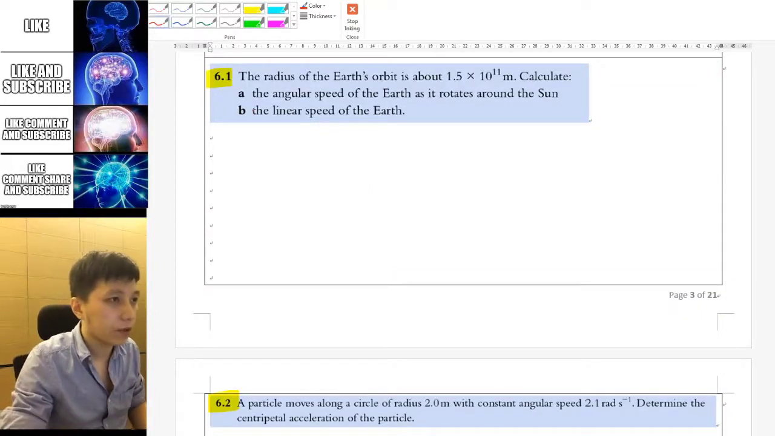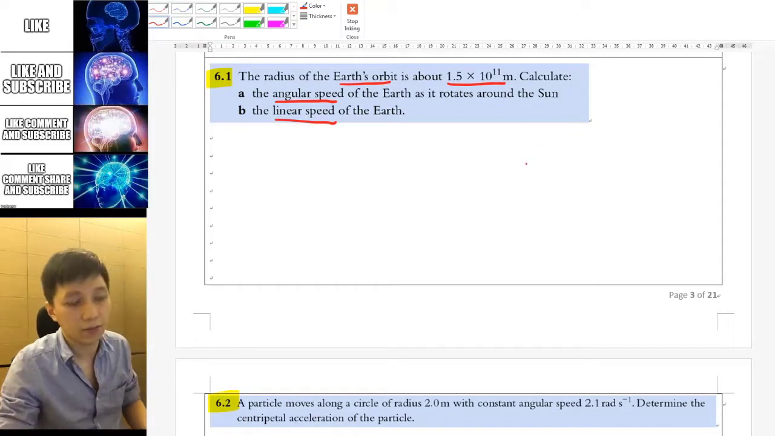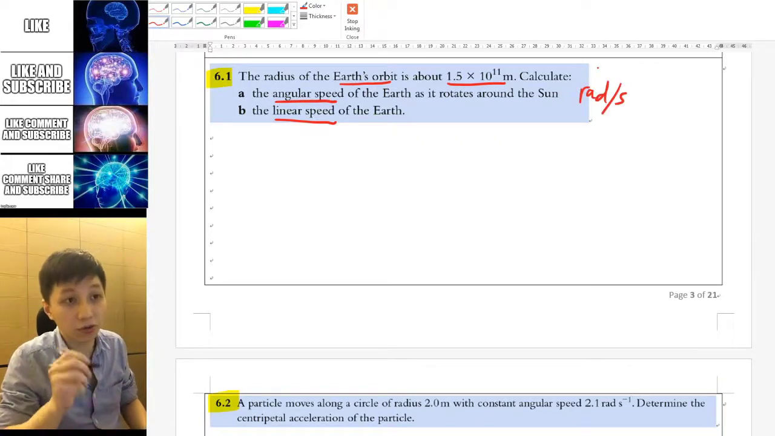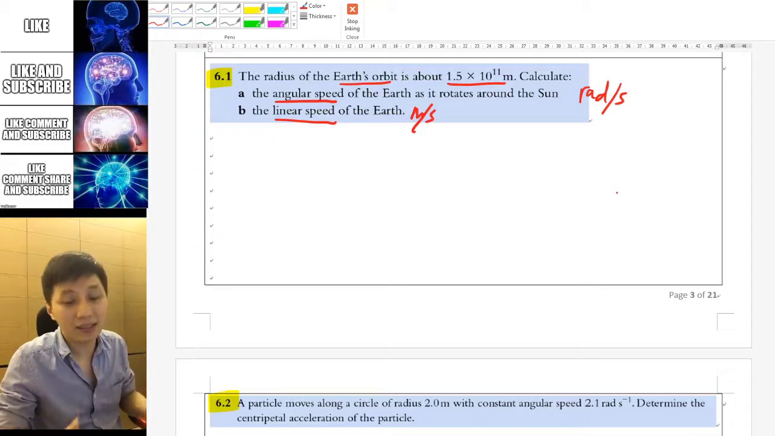Example number 1. Given that the Earth's orbit has this radius, calculate the angular speed of the Earth rotating around the Sun and also the linear speed in part 2. So let's do angular speed first. Remember, for angular speed we are trying to find the answer in the unit of radian per second, and for linear it will be meter per second. So the idea is very simple.